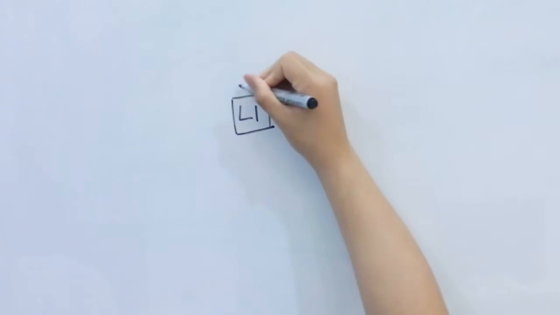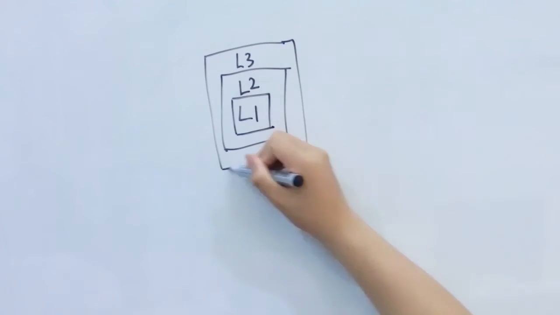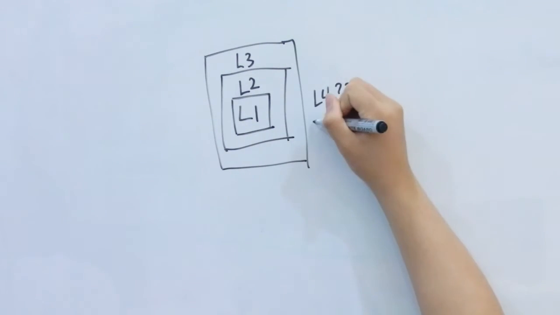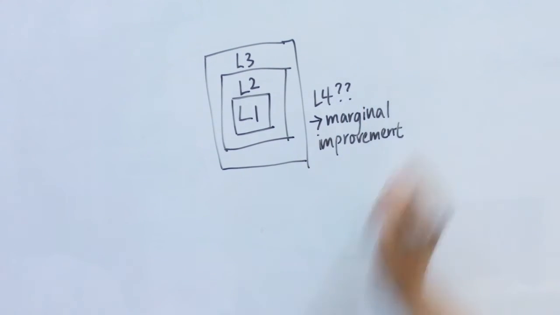Cache has its own hierarchy consisting of mainly level 1, level 2, and level 3. It could go on to level 4 and 5, but the difference in performance and improvement is marginal and almost negligible.